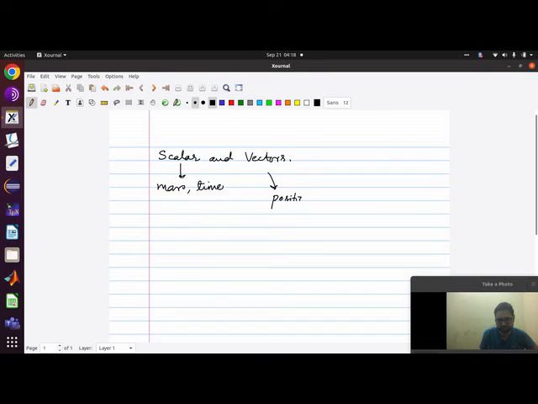position, velocity, force, these are all vectors. So a vector generally has magnitude, direction, and point of application or origin.